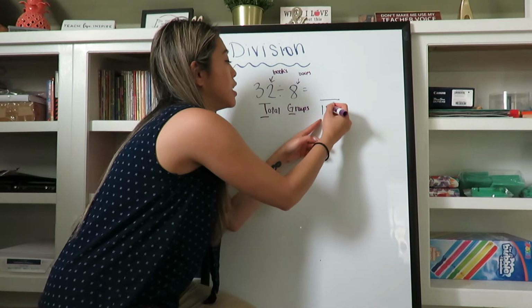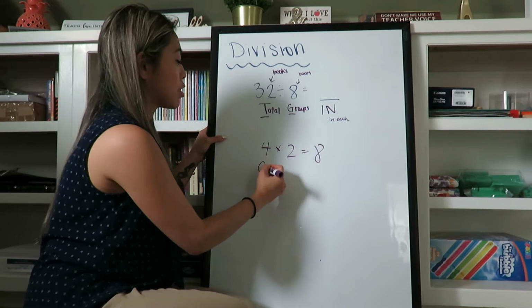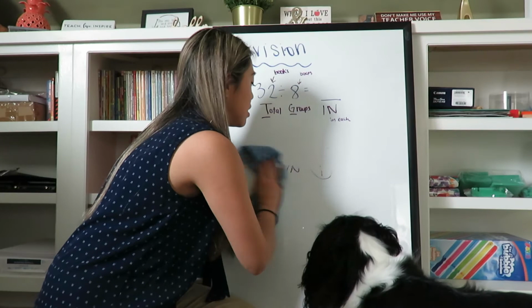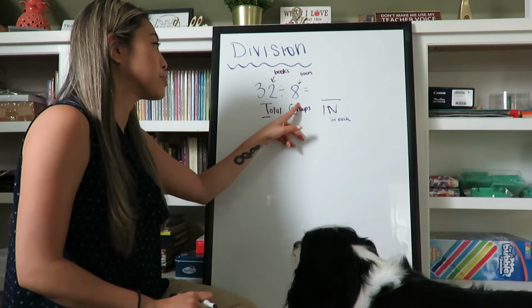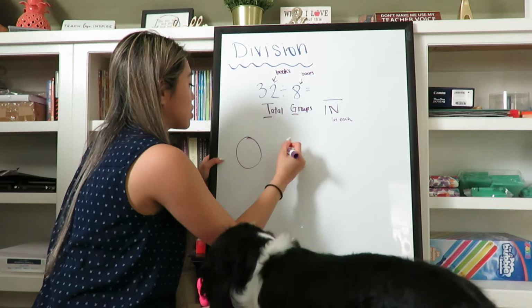Remember in multiplication, we label starting with our groups and in each, and we're looking for the total. But when we're dividing, we start with the total. That's something you have to remember. So dividing is the opposite and the labels stay the same. Now that I have my total and my groups, I'm trying to figure out how many books can go in each box. So we're going to start with groups. I know that I have 8 groups, so I'm going to draw 8 circles.